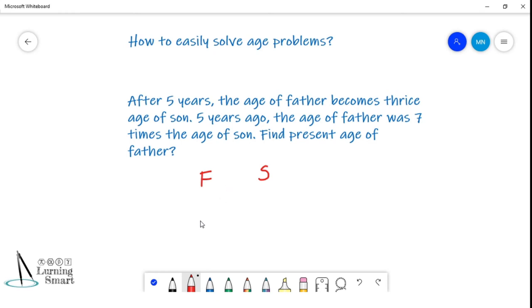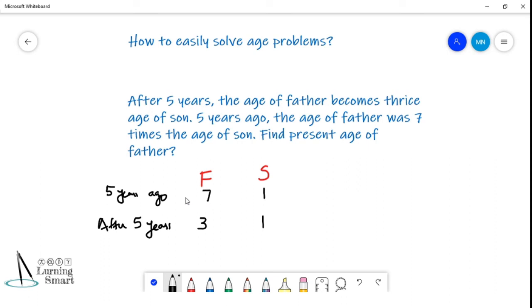After 5 years, the age of the father becomes thrice the age of the son. The age of the son is 1, the father's age would be 3. 5 years ago, so the present status is not given. 5 years ago, the age of the father was 7 times the age of the son. The age of the son is 1, the father's age is 7.